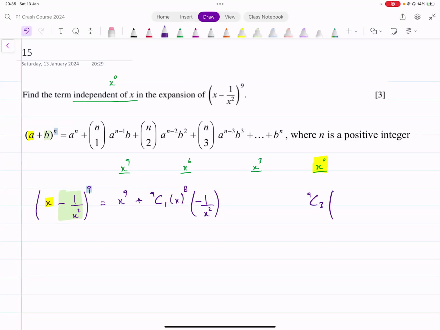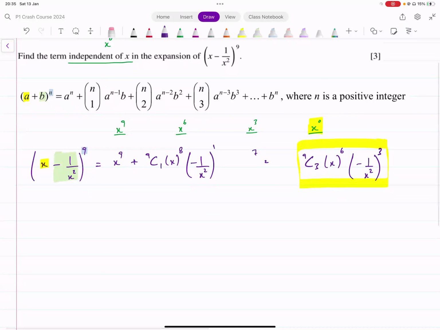Okay. Then we have x. What is going to be the power on x? This was 9, 8. The next is going to be 7. So this is going to be 6. What about the power on minus 1 over x squared? Minus 1 over x squared. This had power 1 here. The next power would be 2. The next would be 3. So we put 3 here. This is what we were looking for. Just simplify this. That will give you the result.